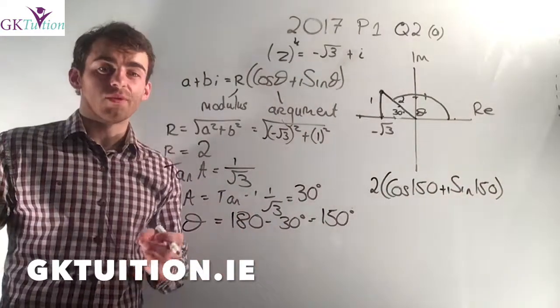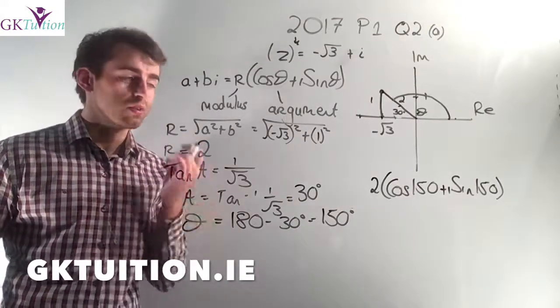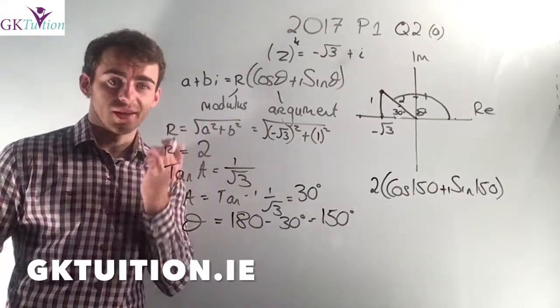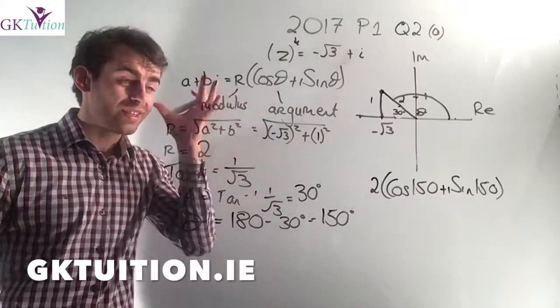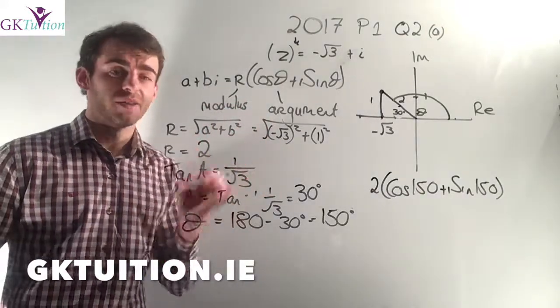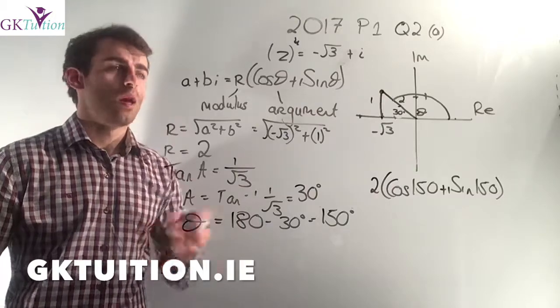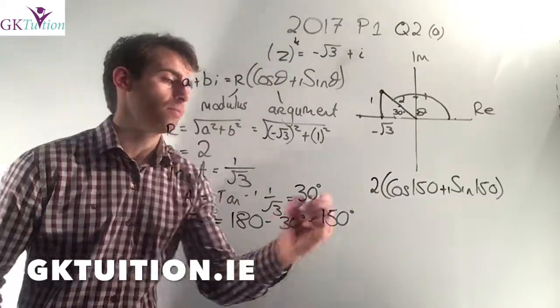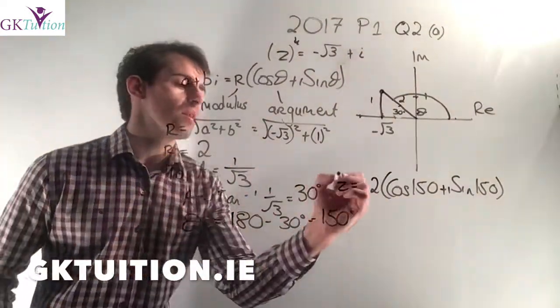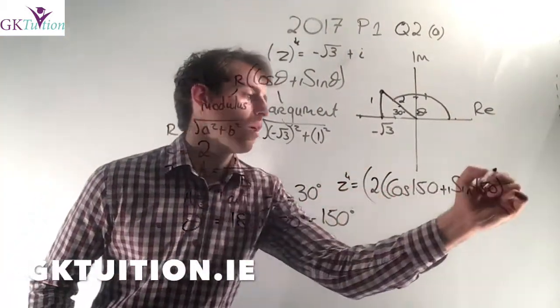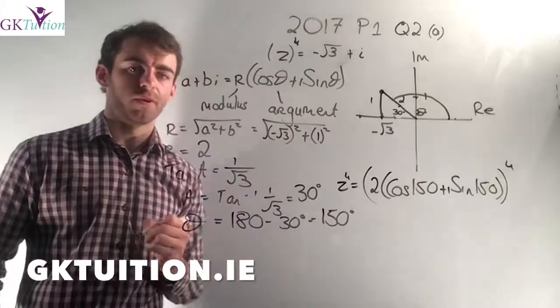For me, whenever they mention De Moivre's theorem, the tricky bit and the bit that catches students out is actually just getting polar form. We've already done the difficult bit, and the rest of it is quite straightforward. I want to get z to the power of 4. So z is equal to that, but I want to get that to the power of 4. So I want to get all of this to the power of 4.